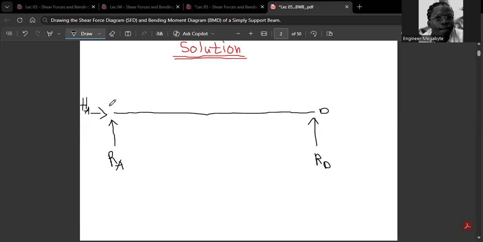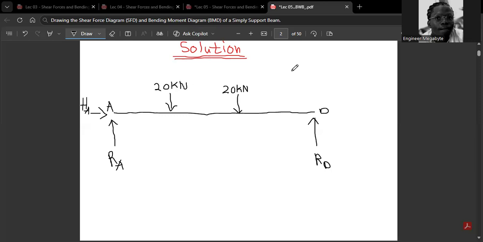This was point A. And then they told us that here is 20 kilonewton. Here was also 20 kilonewton. As simple as ABC. So this is 20 kilonewton. This is also 20 kilonewton initially. You have to draw the free body diagram so that you don't lose the mark.